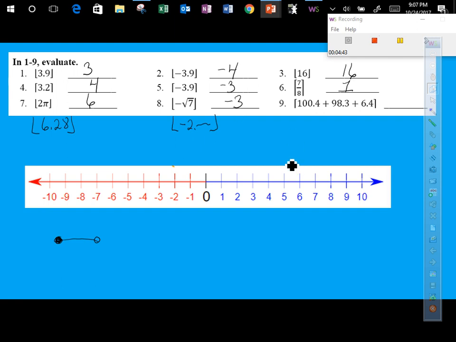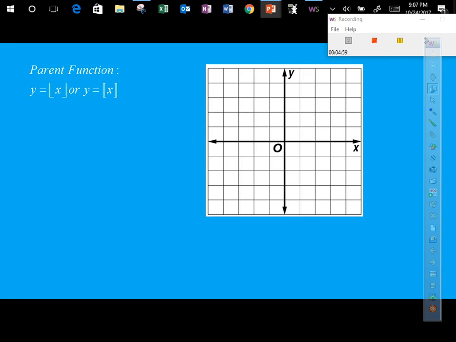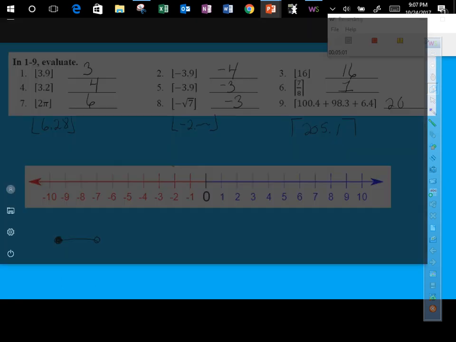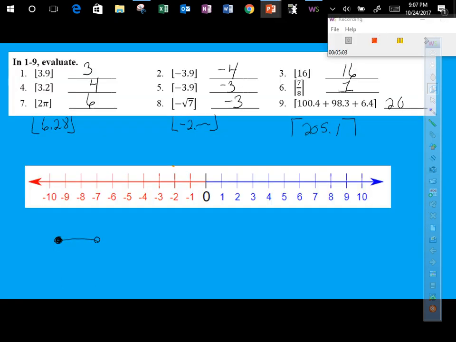Here I've got a round up function. I would need to simplify that first. If I add all those up, I get 205.1. Round it up, you got it, 206. So notice that those were all integers, as my pen messes up just a little bit.